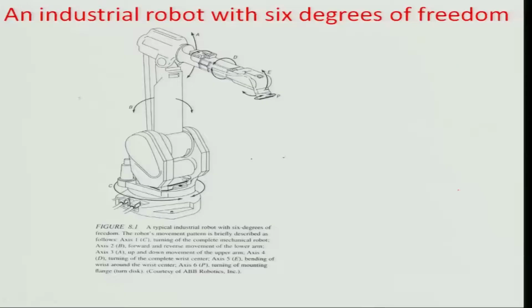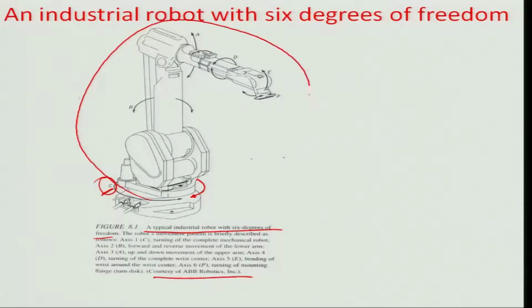Let us look at such an example here and understand what kind of degrees of freedom are available. A typical industrial robot with 6 degrees of freedom has been illustrated here, courtesy of ABB Robotics Incorporated. Here you can see the first degree of freedom is basically turning of the complete mechanical robot around the point C. The turn angles have been shown here. So this whole arm is going to get rotated in this particular direction about C.